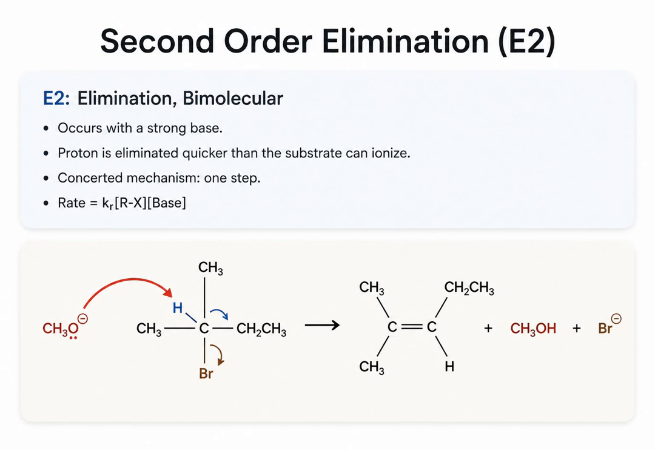Now let's look at the alternative, the E2 reaction, which stands for elimination bimolecular. This generally occurs when a strong base is present. The strong base is aggressive enough to remove a proton much quicker than the substrate can ionize on its own. Because of this, the reaction takes place in one concerted step. The carbon-hydrogen and carbon-halogen bonds break at the exact same time as the base-hydrogen and carbon-carbon pi bonds form. The rate depends on both the substrate and the base, giving a second-order rate equation.